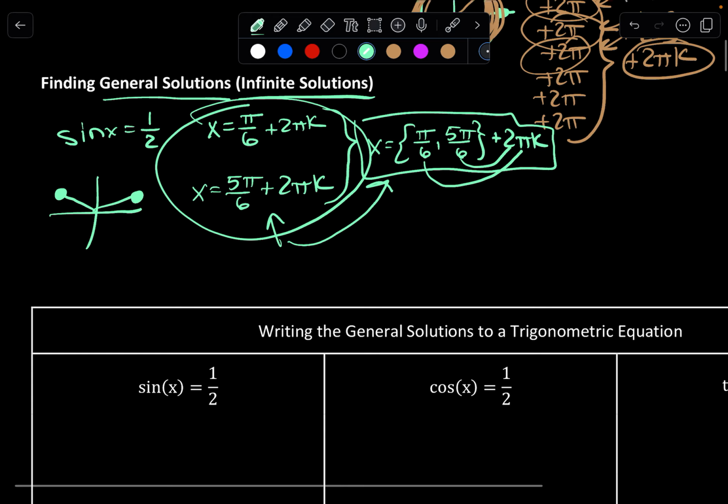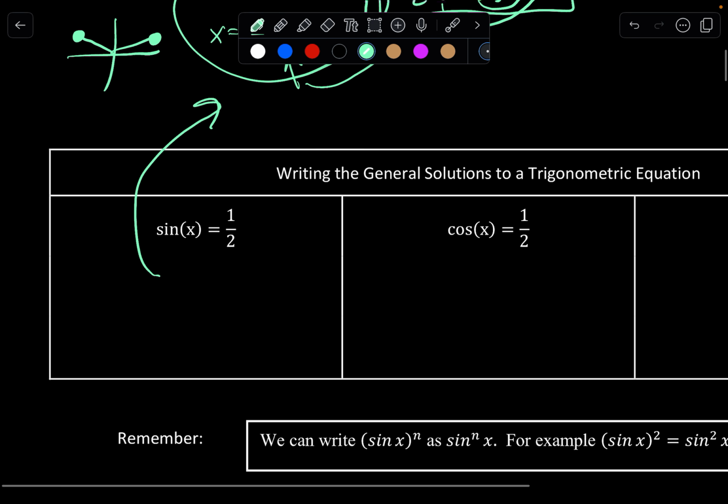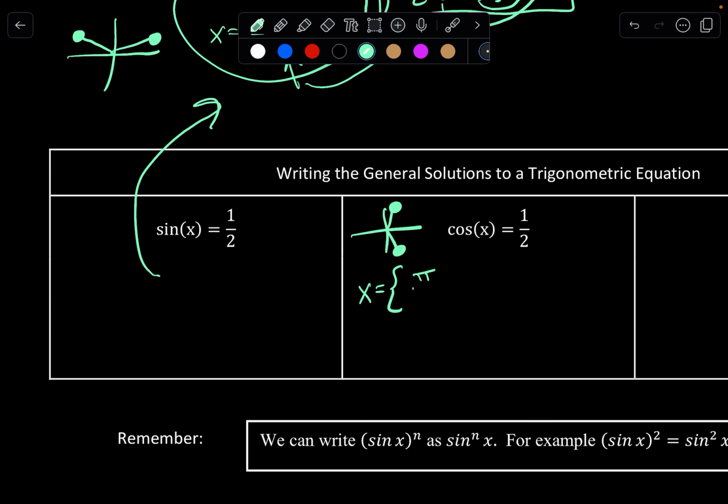So for sine of x, we already talked about it. If we want our general form or infinite solutions, general solutions, we can write it out like this. For cosine, that's going to be quadrant 1 and quadrant 4 for cosine positive 1/2. So we'll end up with x is equal to, this is the family of 3's, pi over 3, 5 pi over 3, and cosine has a period of 2 pi, so these solutions will occur every 2 pi k. And then remember, k is an integer, but you don't have to write that.